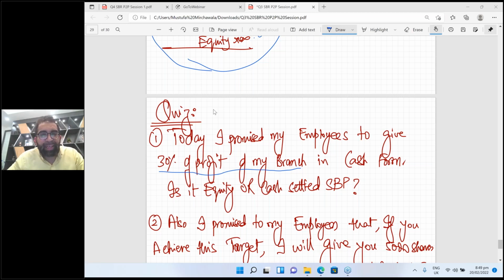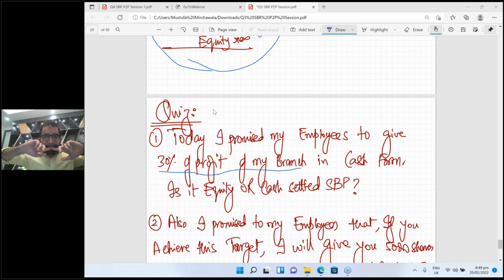Those who are saying cash settled, they are wrong, and those who are saying equity settled, they are also wrong. And those who are saying none, they are correct. They are correct. My dear student, wait, go slow.